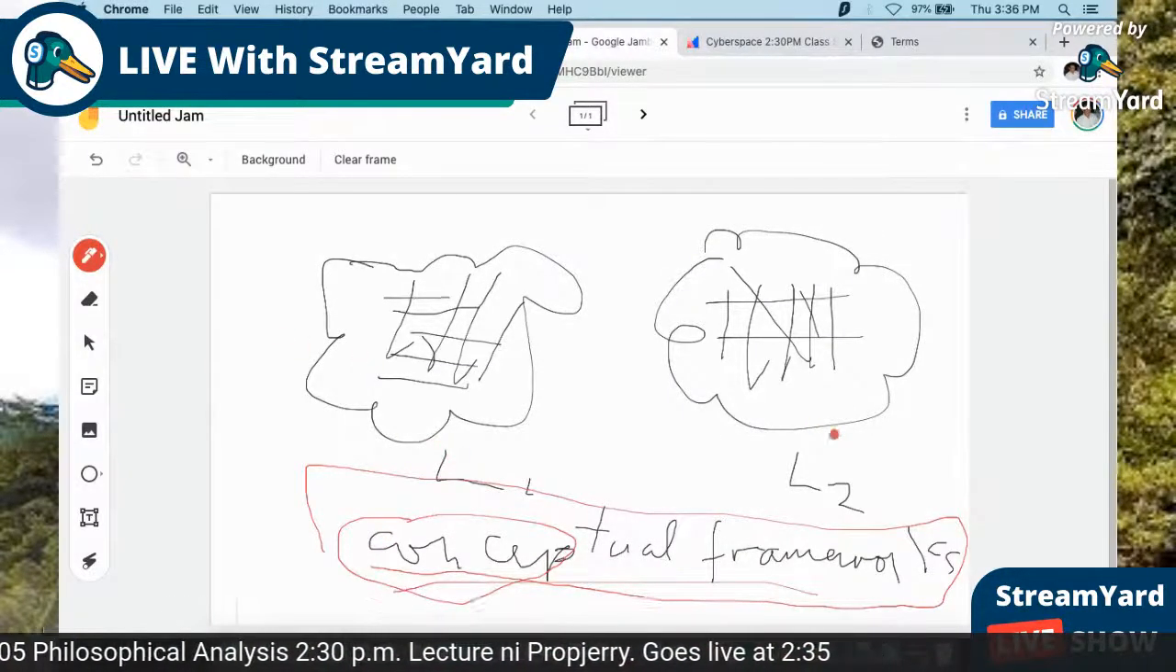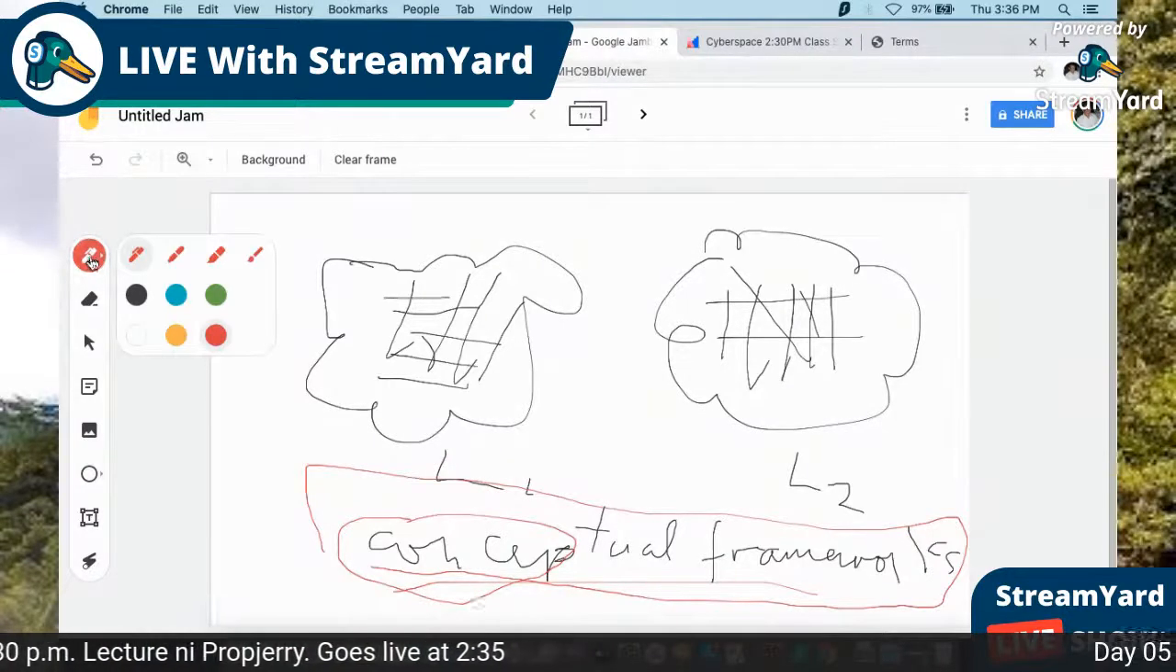You move on from one conceptual framework to another, you get to see very different worlds.